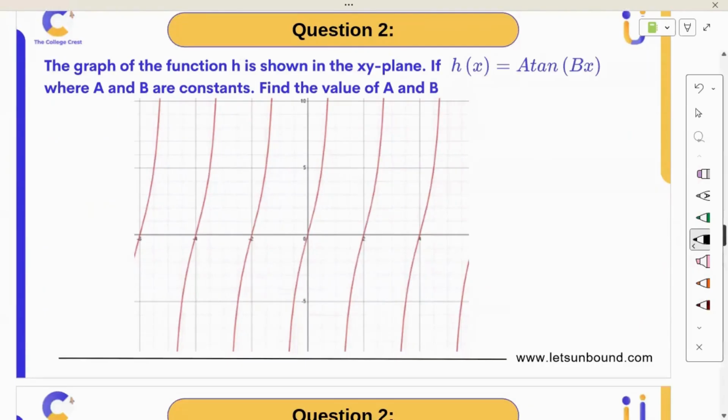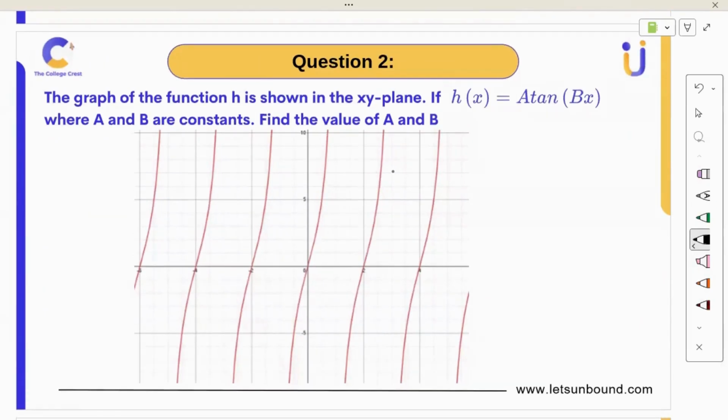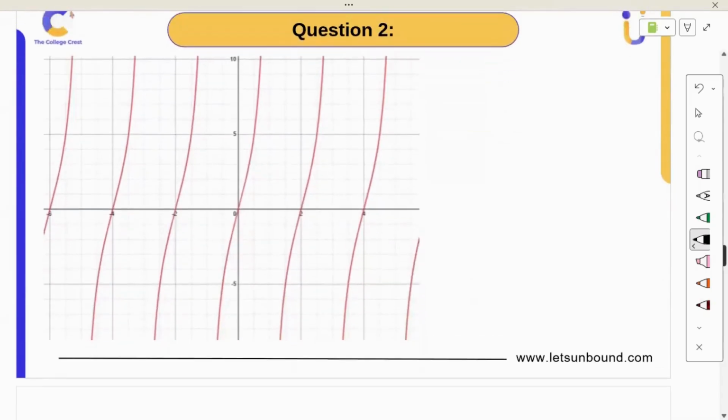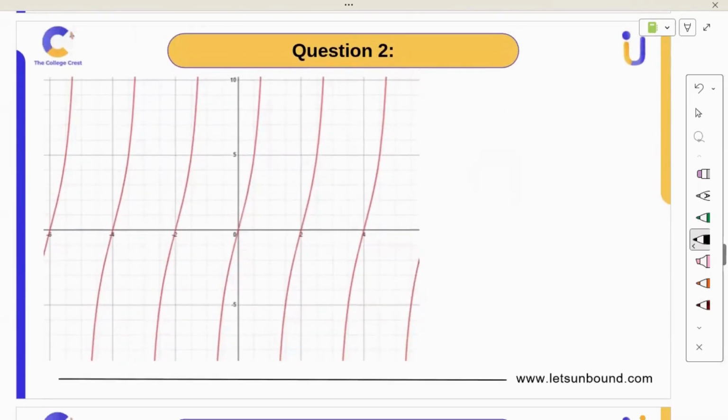Question number 2. The graph of the function in the xy plane is given. h of x equals a tan bx, where a and b are constants. Find the values of a and b by looking at the graph. So a will not be affecting the amplitude here, because we don't have a maximum or minimum. So let me find b, which is quite easy from the graph. I know the period equals pi by b. What is the period of this graph?